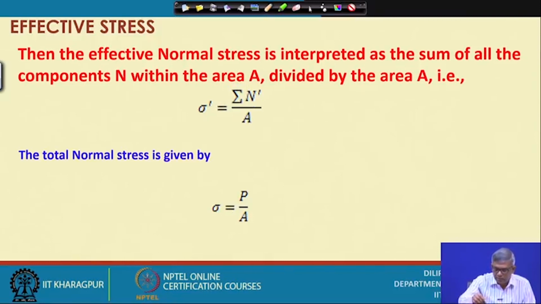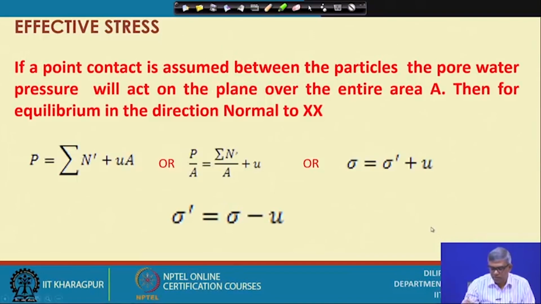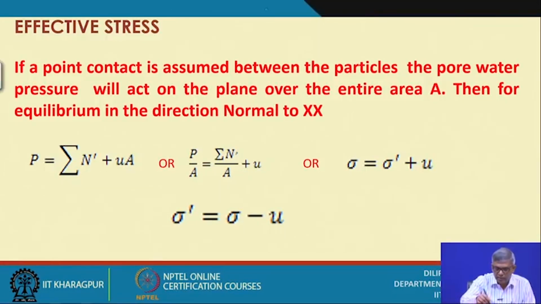And now, if I consider that plane x-x that we have considered, and consider vertical equilibrium, that means the summation of all vertical forces will be equal to 0, or the applied force will be equal to the resisting force. So, like that I can use it, then I will get this equation.